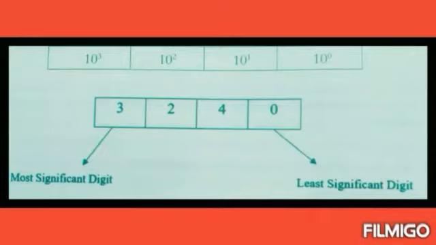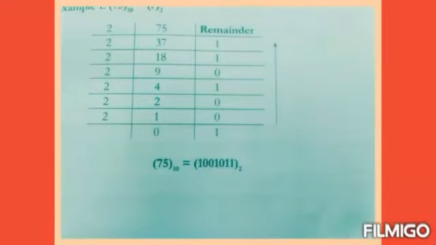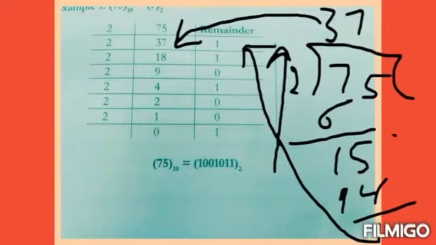Computers and every digital system use the binary number system to represent data. It is easy to design simple and accurate electronic circuits that operate with only two voltage levels. Now we will discuss decimal to binary conversion. There is a decimal number 75. We will convert it into a binary number.